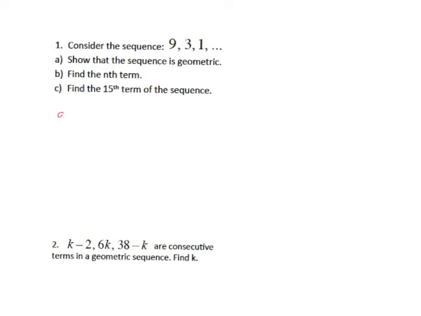For A, what does it say? Show that the sequence is geometric, which is similar to what we used to do to show that a sequence is arithmetic. What do I need to do? Tegan? Show that the common ratio applies. Exactly. So what's one pair? 3 over 9, which simplifies to 1 over 3. What's the next one I could do? 1 over 3. So, therefore, the common ratio, or R, is 1/3. Therefore, it's geometric.